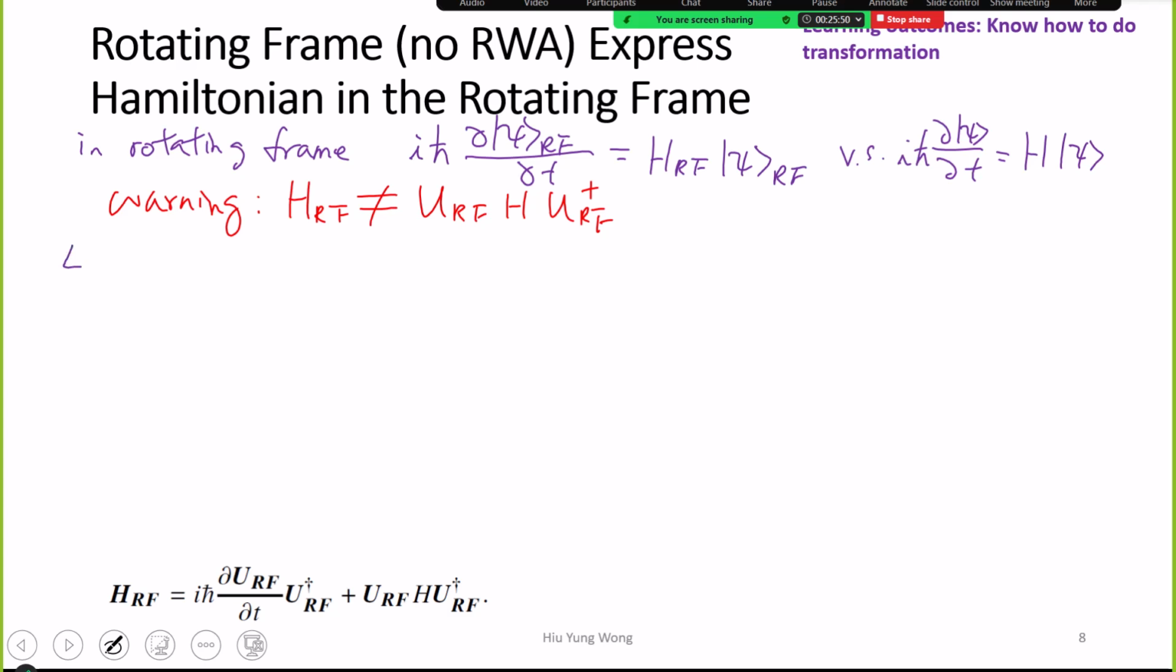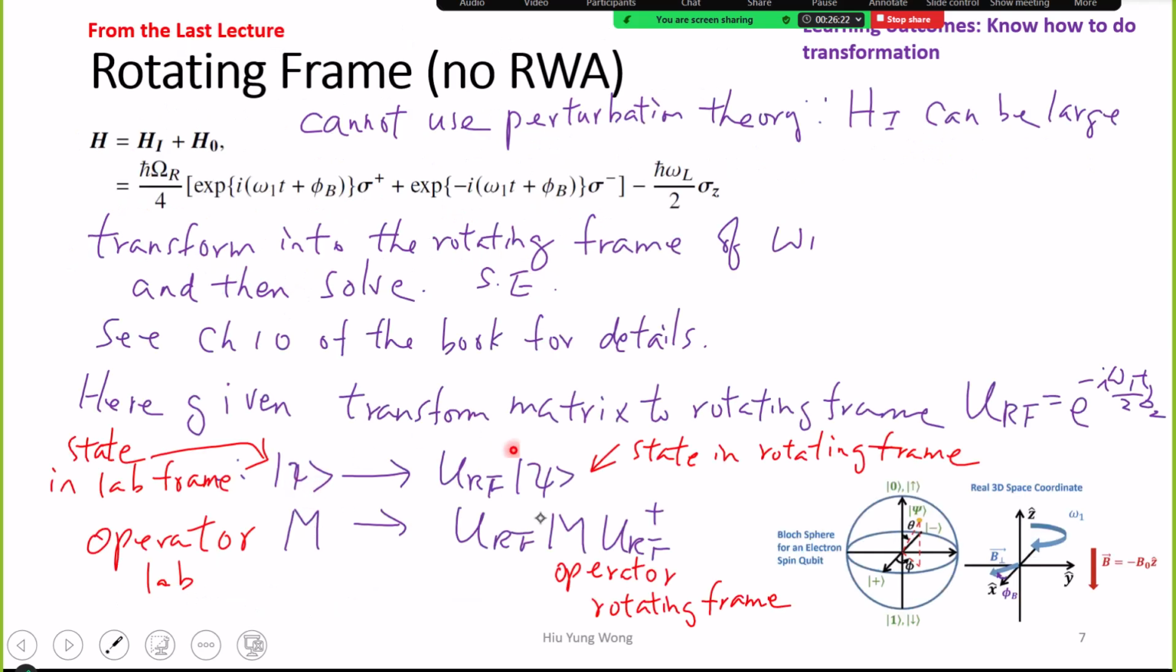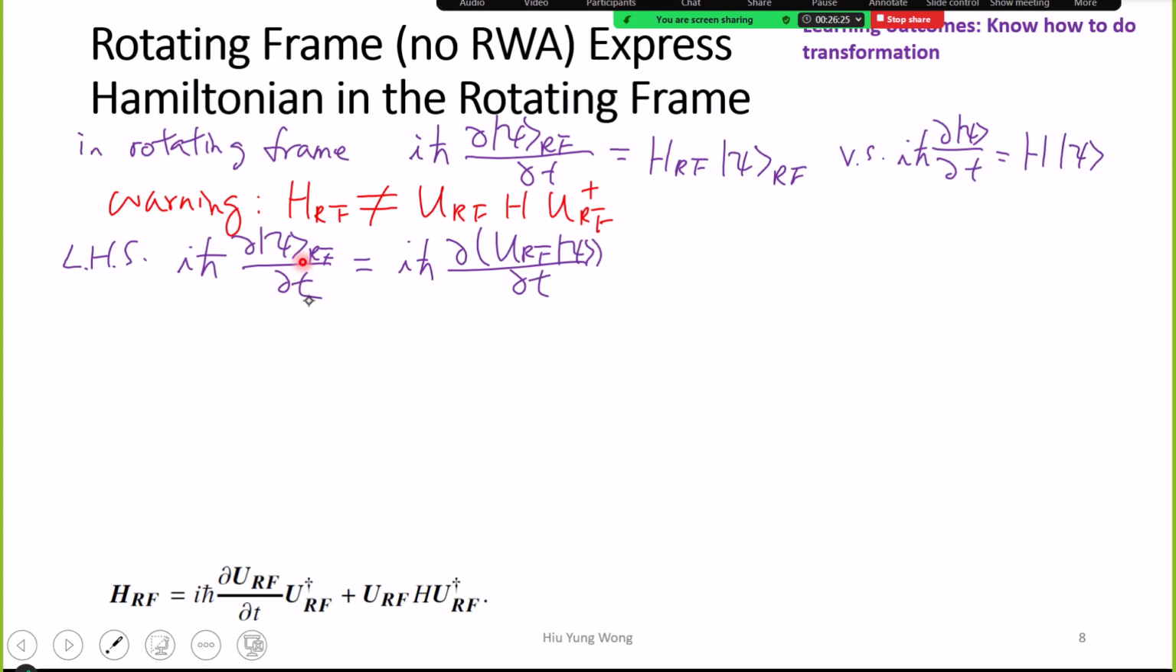First of all, on the left-hand side, I have i h-bar partial psi_RF divided by partial t. Correct? This is the left-hand side. So what is this in terms of the original psi? It's just equal to U_RF psi, partial t. I just substitute this one because the state will become this. So I substitute psi_RF as U_RF times psi.